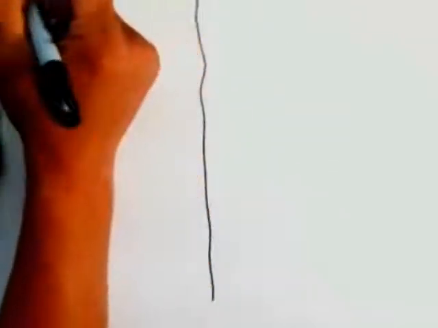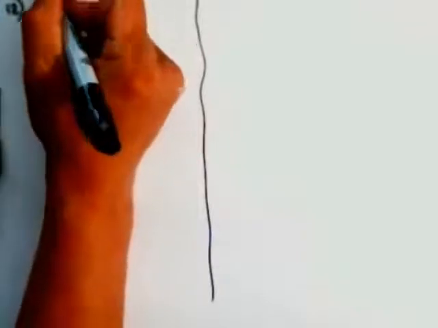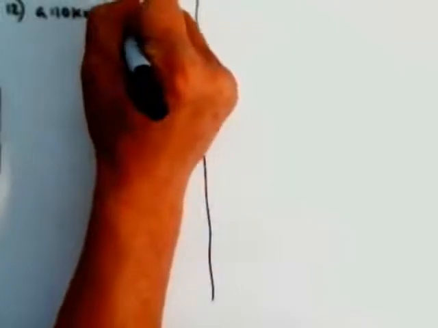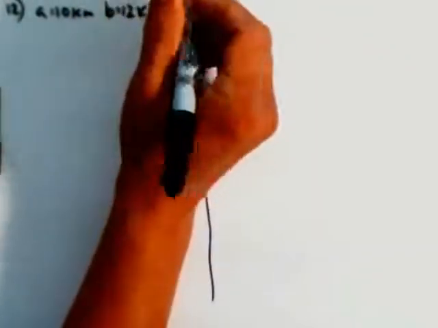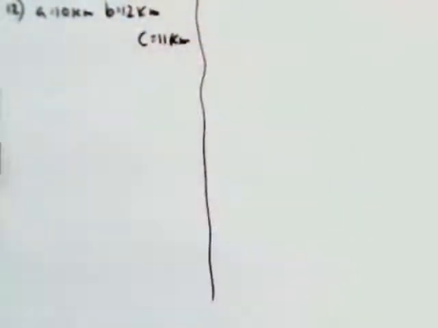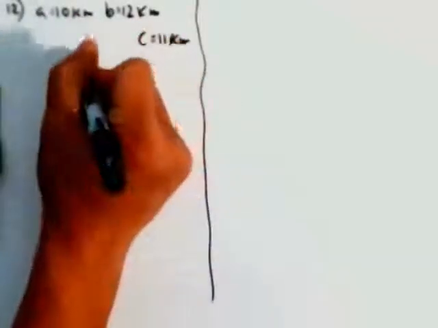Let's do another problem. I think this works a lot better than the other pen. Number 12. A is equal to 10 kilometers, B is equal to 12 kilometers, C is equal to 11 kilometers, and it says use the law of cosines to the nearest tenth of a degree. I really don't care if I have to use the law of sines or cosines.